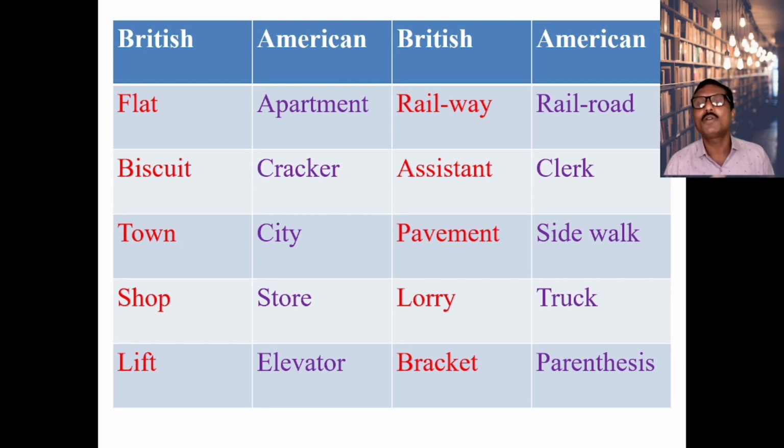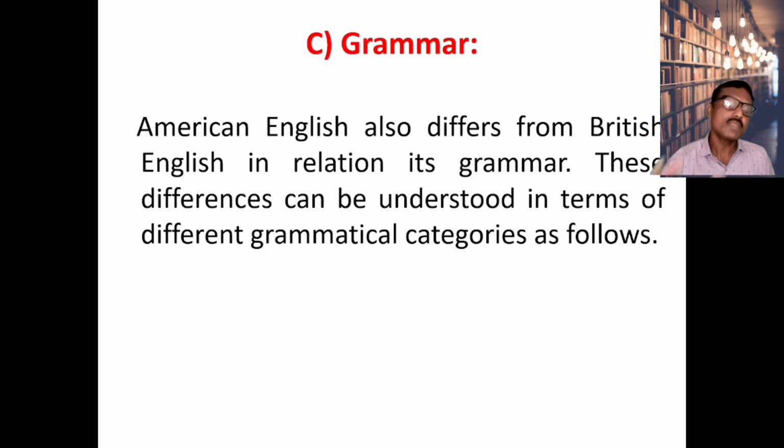Railway is railroad, assistant is clerk, pavement is sidewalk, lorry is truck, and bracket is parenthesis in American English. So this difference can be understood here. There is also difference in relation to grammar of British and American English.